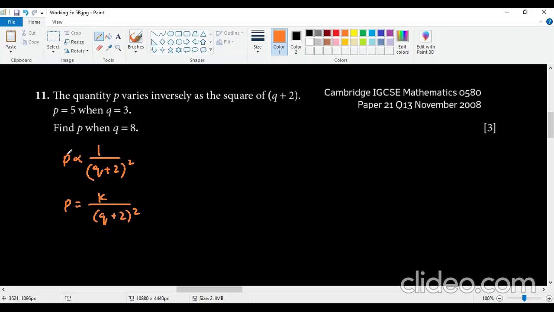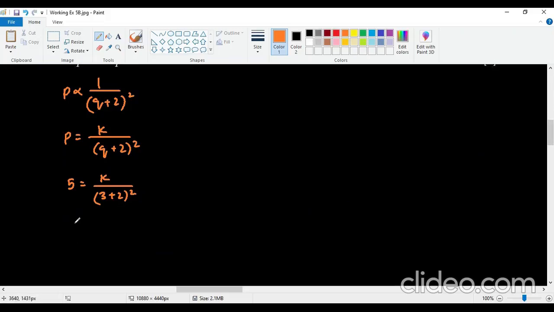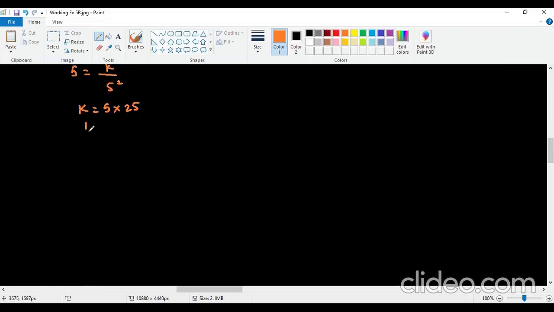So it's saying in the question itself that p is 5. We don't know how much is k. We'll find out the value of k first. How much k is when q is 3. That means 3 plus 2 whole square is going to give us the value of k. So k is going to be 5 square, which is 25. That means k is going to be equal to 25. So the value of k is going to be 125.